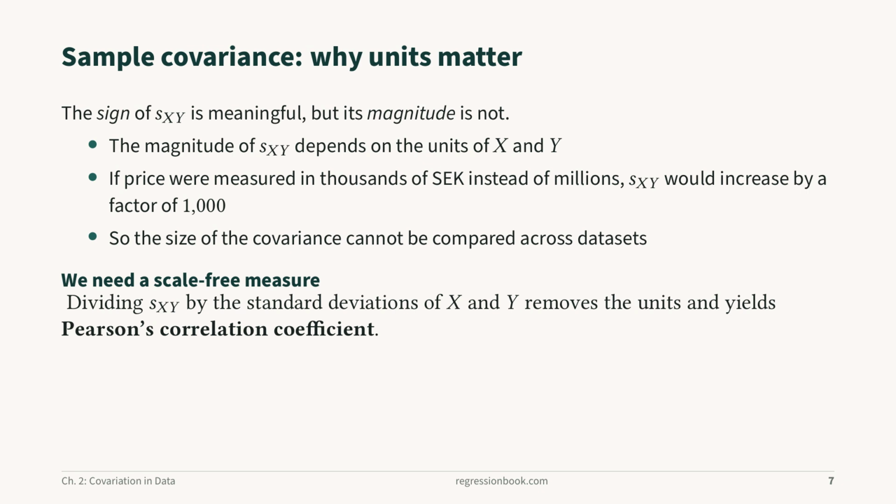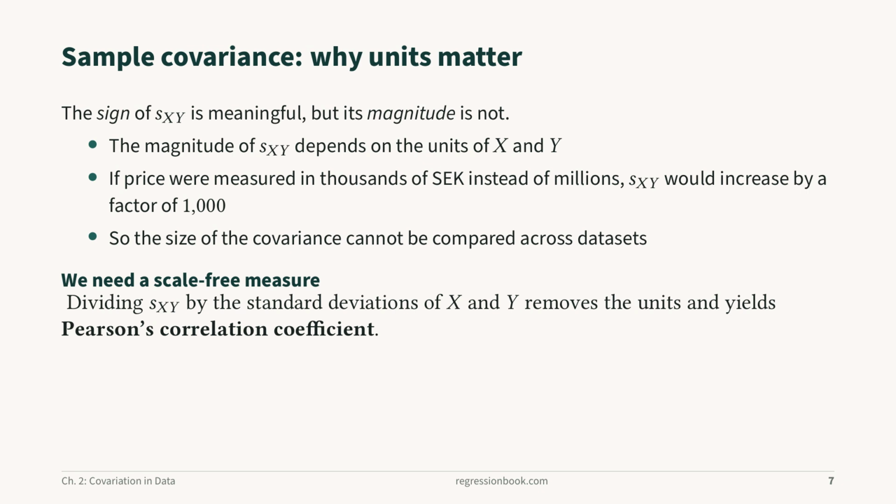But covariance has an awkward feature. Its sign is meaningful, its magnitude is not. Measure price in thousands rather than millions, and the covariance inflates 1,000-fold with nothing real having changed. So the size of a covariance cannot be compared across datasets.